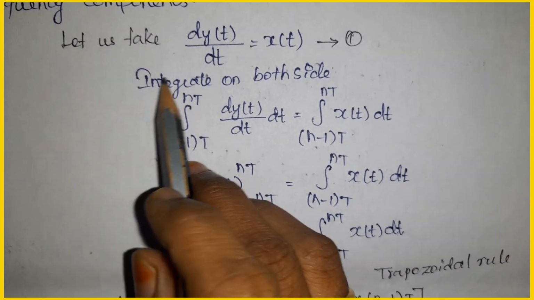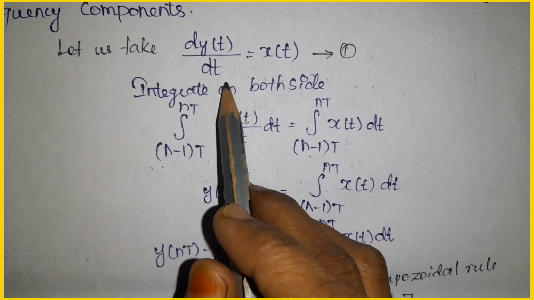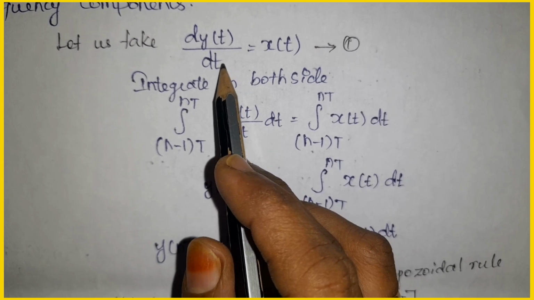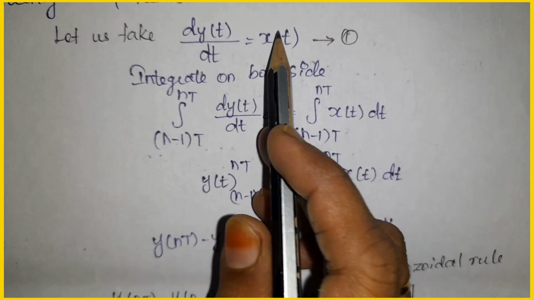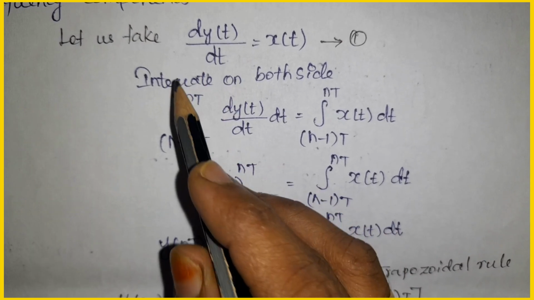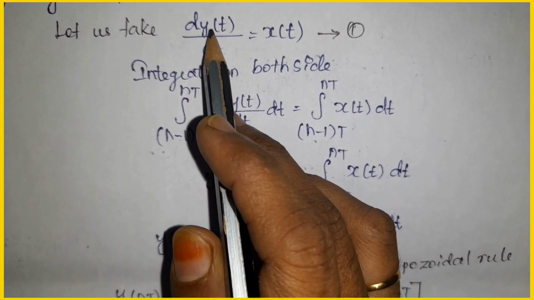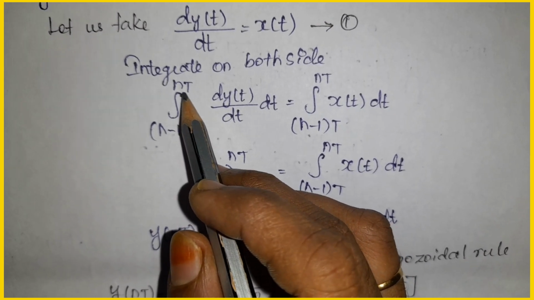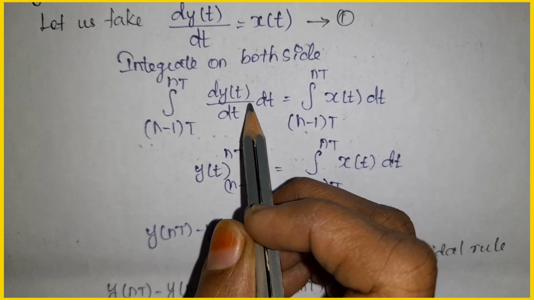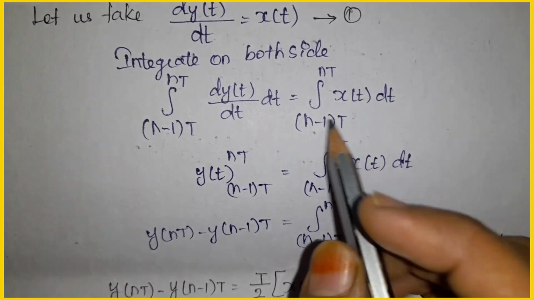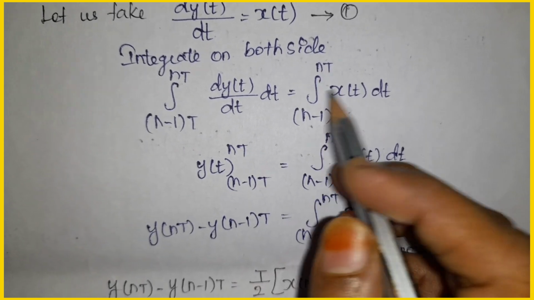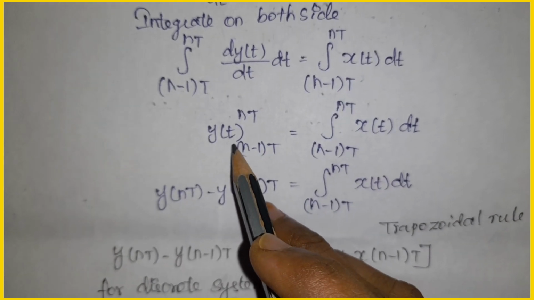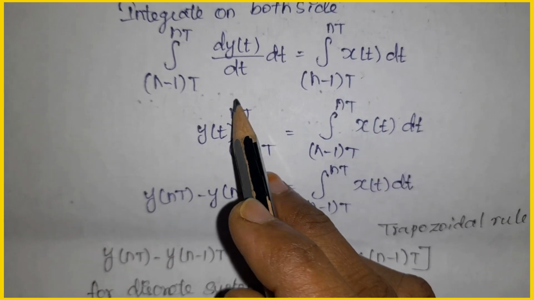So for example, let us take dy(t)/dt equal to x(t). It's a one functional equation. Integrate on both the sides. So from this equation we have to substitute the limits in differential form, that is (n-1)T to nT. For this equation, and then x(t), the same limits we will substitute, and then we integrate this term, then we will get y(t) with the limits.